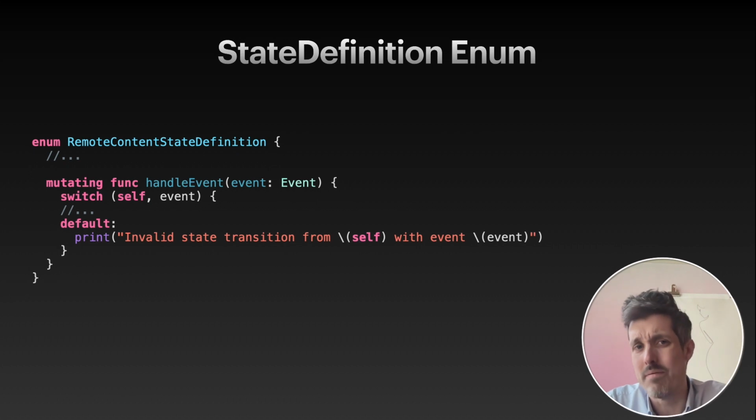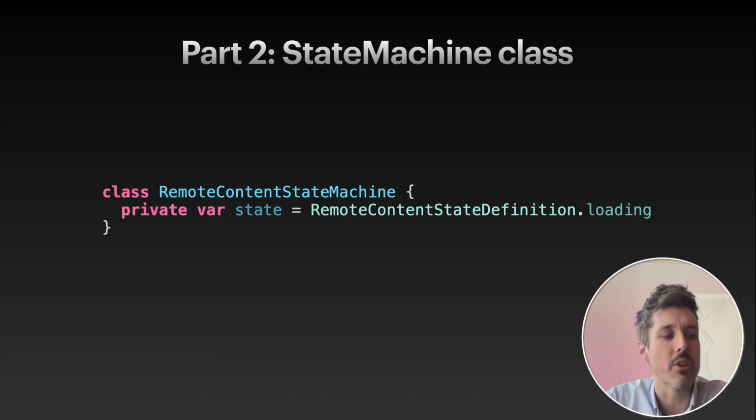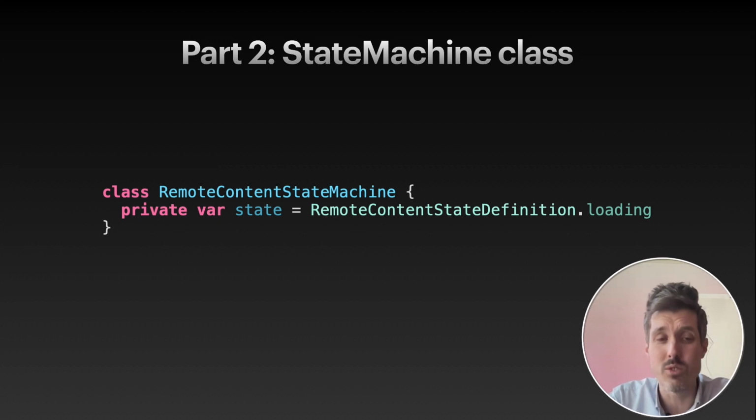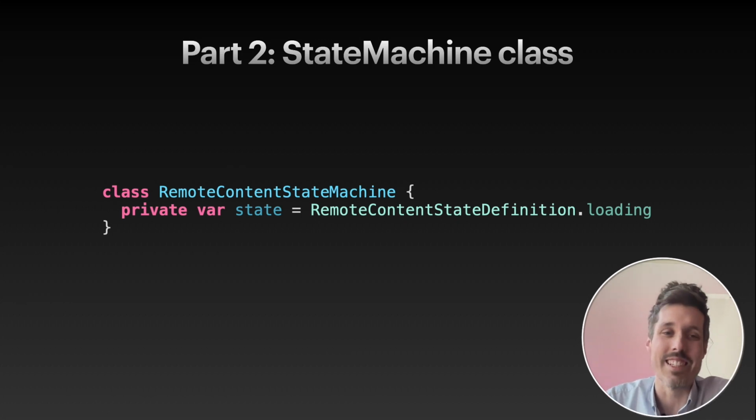And that wraps up our state definition. Now we're going to move on to the second part, the state machine class. So let's create a class. We're going to call it RemoteContentStateMachine, and it's going to have a private var called state or current state, and it's going to be equal to the initial state that we want our state machine to be in. In our case, we want to start by loading the remote content, right? So we're going to start it in that state.